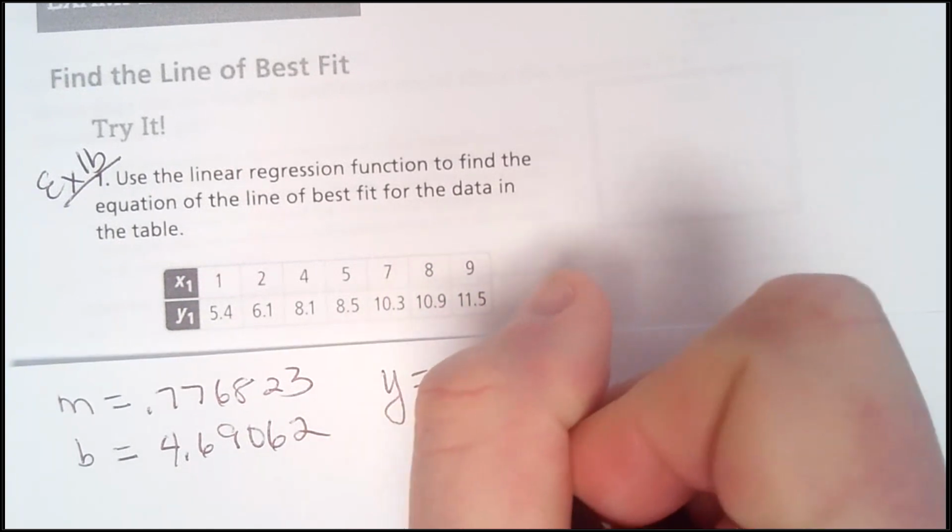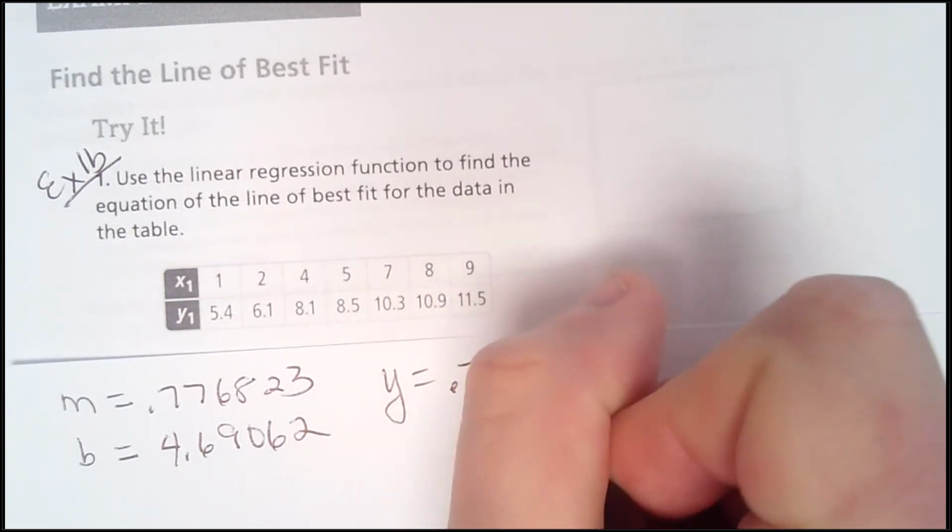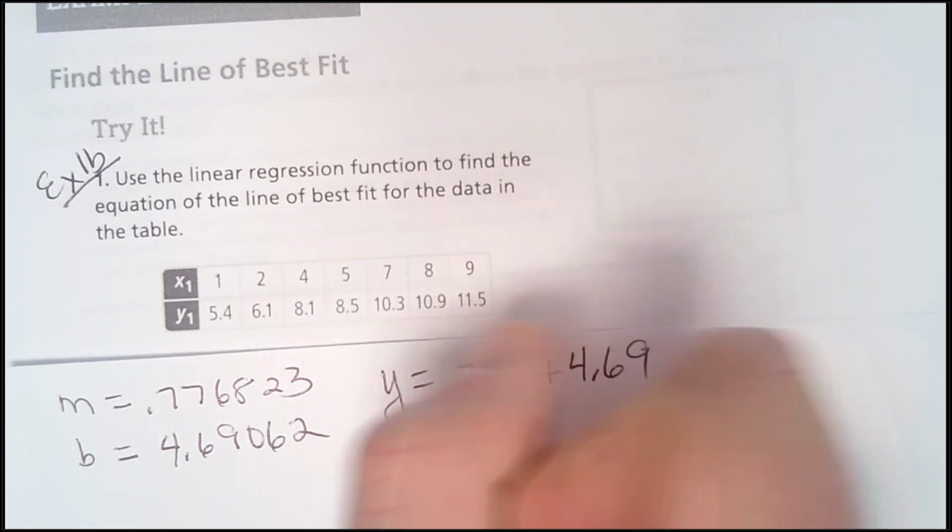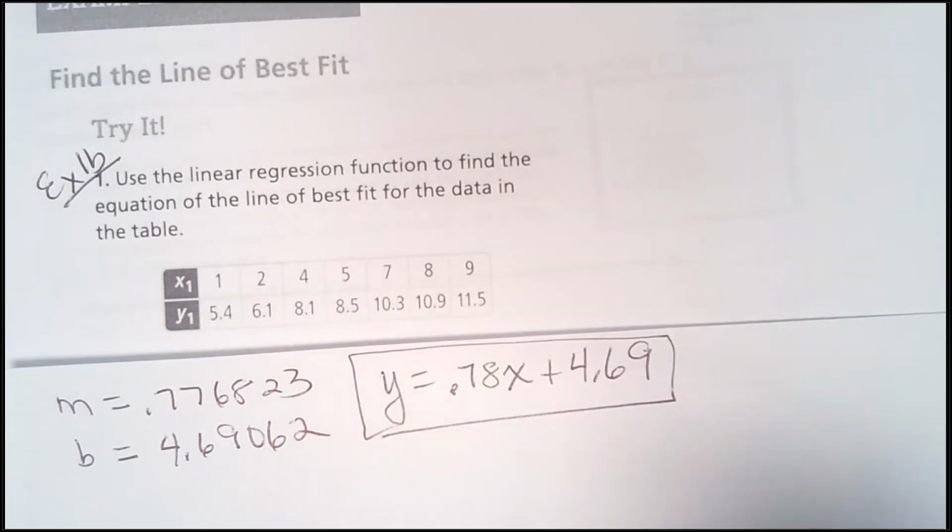Y equals 0.78x plus 4.69. And that would be my line of best fit.